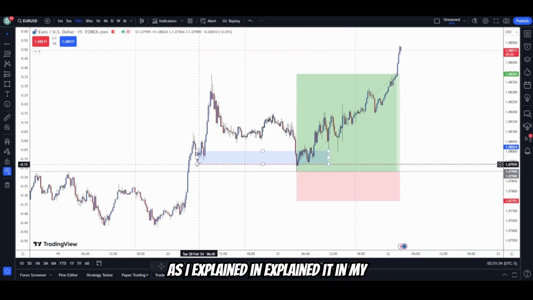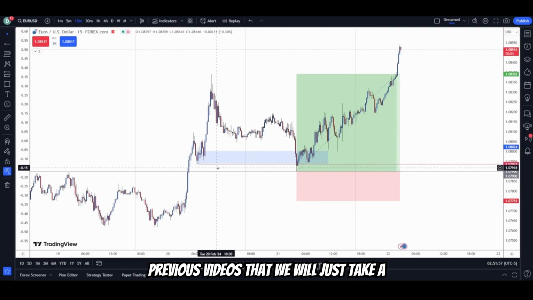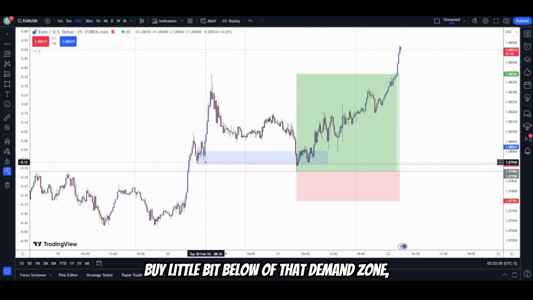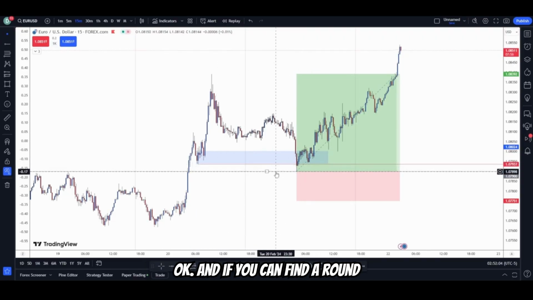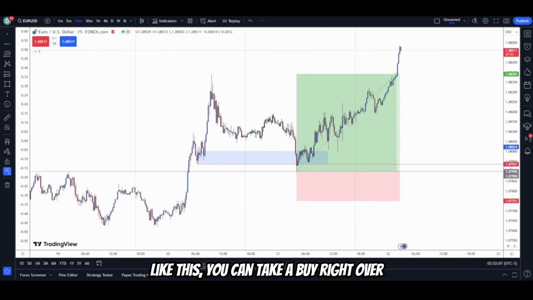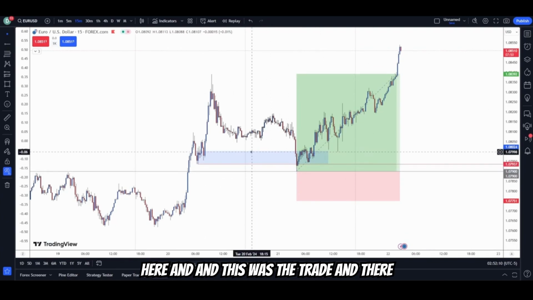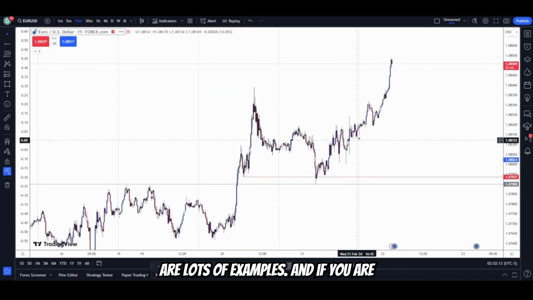But what we do, as I explained in my previous videos, is we will take a buy a little bit below that demand zone, okay? And if you can find a round psychological level below the demand zone like this, you can take a buy right over here. And this was the trade, and there are lots of examples.